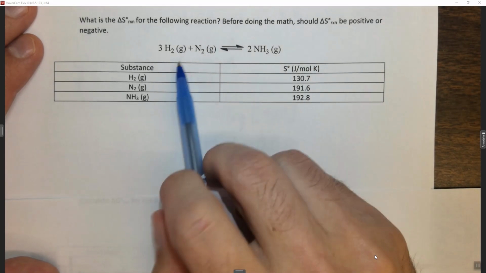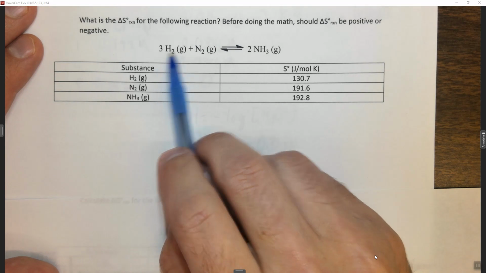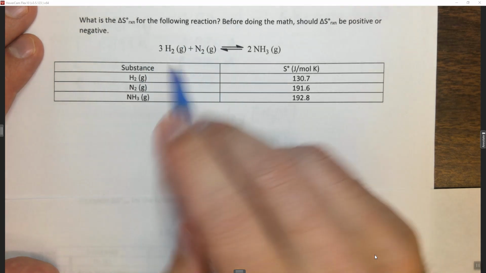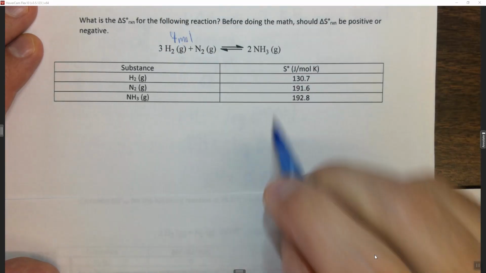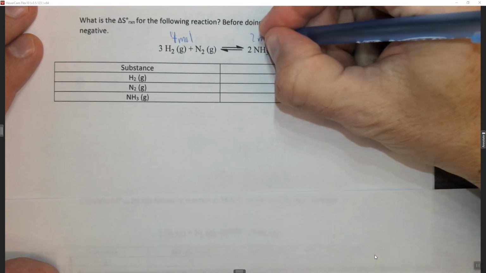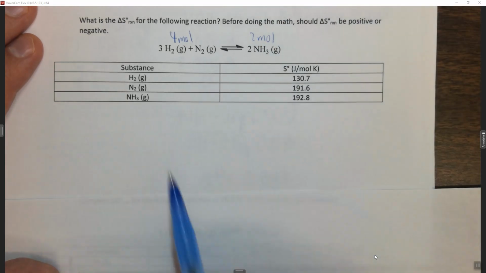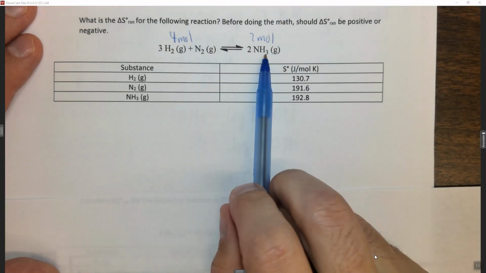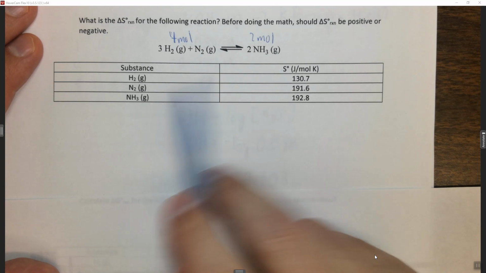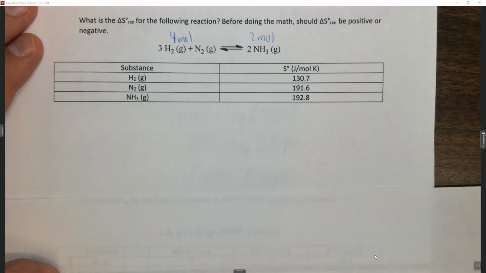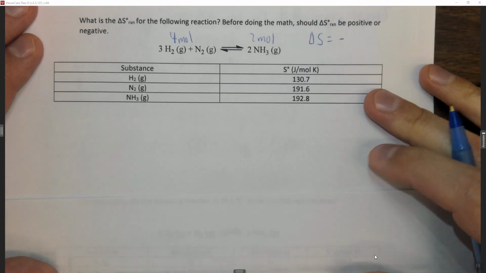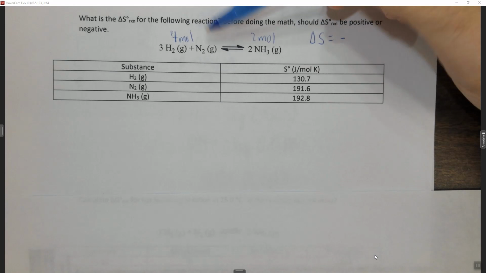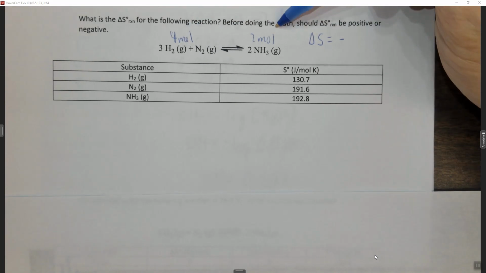So here we want to look at moles of gas. In this case, we have 3 plus 1, or 4 moles of gas on our reactant side, okay? And on our product side, we have 2 moles of gas. So therefore, we've decreased the number of moles of gas, we've decreased the randomness, or we've decreased the amount of energy dispersal in the system. So in this case, the delta S should be a negative value because we went from more moles of gas to less moles of gas.